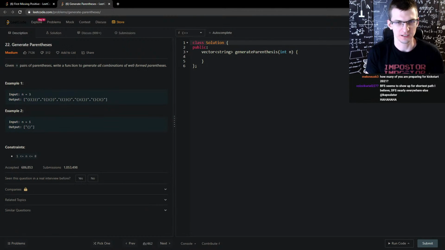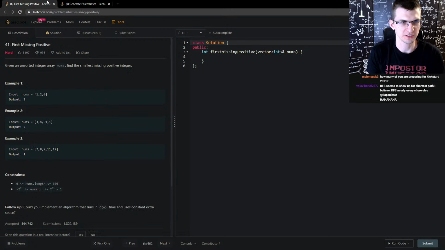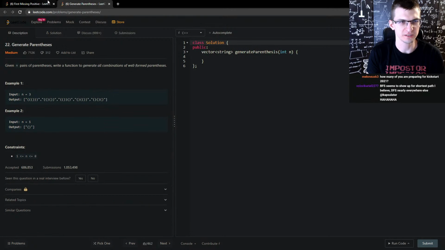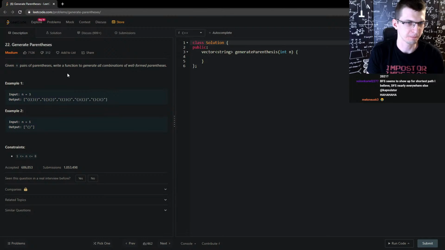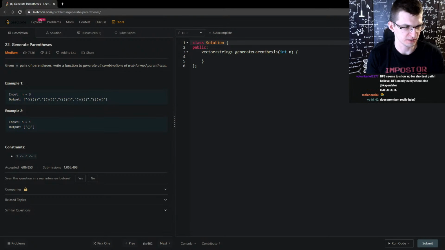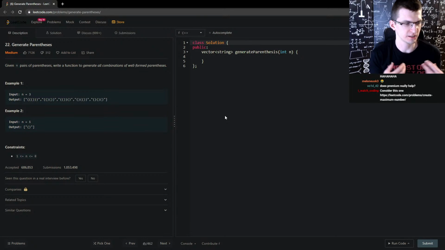Let's do this one, the one where we need to generate a lot of stuff. First Missing Positive is more like a topic for a video. BFS seems to show up for shortest path, I believe, DFS nearly everywhere else. Yes, BFS is exactly to find shortest paths in a graph without weights. If edges are weighted, so they have some values, then it's Dijkstra or Floyd-Warshall.